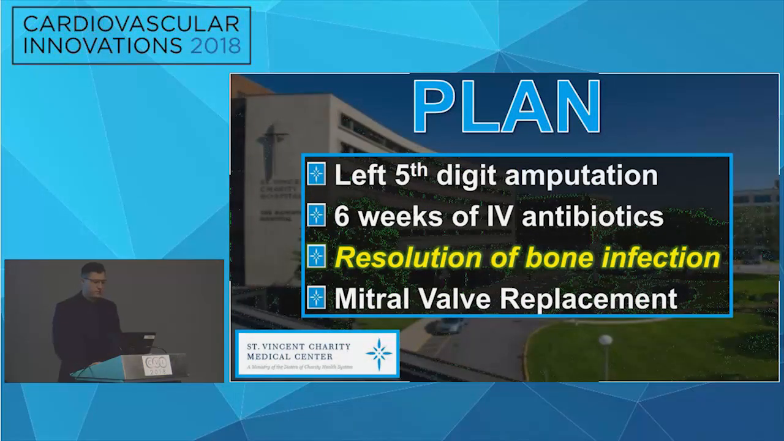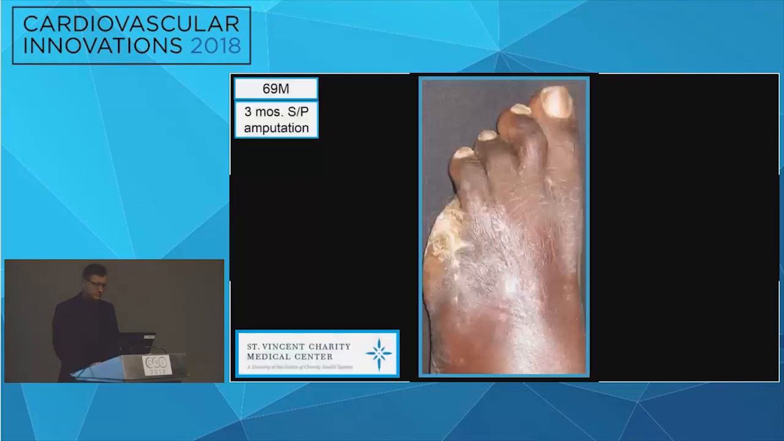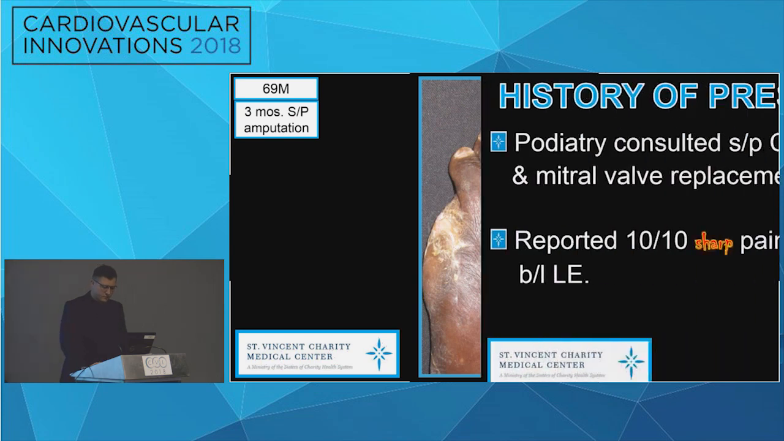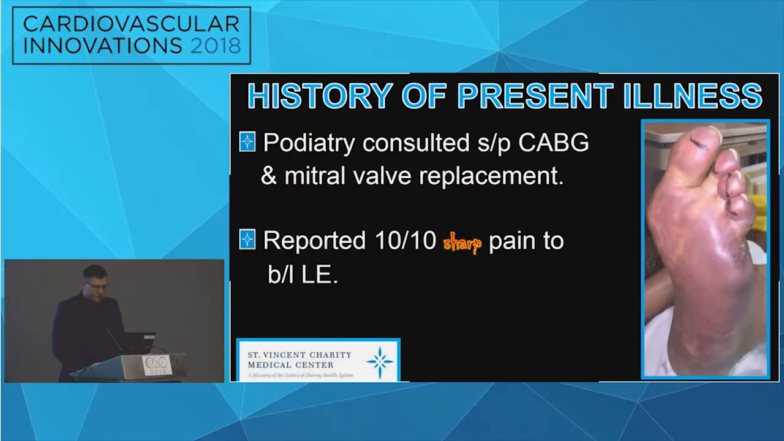So our plan at this time, we wanted to get this left fifth digit amputated. We wanted to resolve this bone infection with 6 weeks of IV antibiotics so the patient could come back and have his mitral valve replaced. The fifth digit amputation went over well with no complications. Here's a picture 3 months from his amputation. However, following the patient's mitral valve replacement, we did get consulted to this patient.